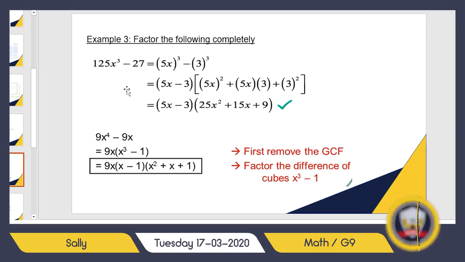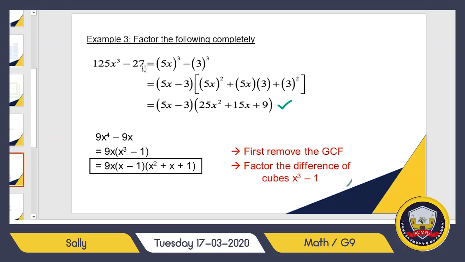So here, if I have 125x to the power of 3 minus 27, the first thing I should ask myself is: is it a binomial? Because the topic is factoring the difference or sum of two cubes, it has to be a binomial, or the expression should consist of two terms. So here is 125. Does 125 have a cubic root? Yes. X to the power of 3, yes, it has a cubic root, which is x. And 27 also has a cubic root, which is 3. So here it's a straightforward problem.